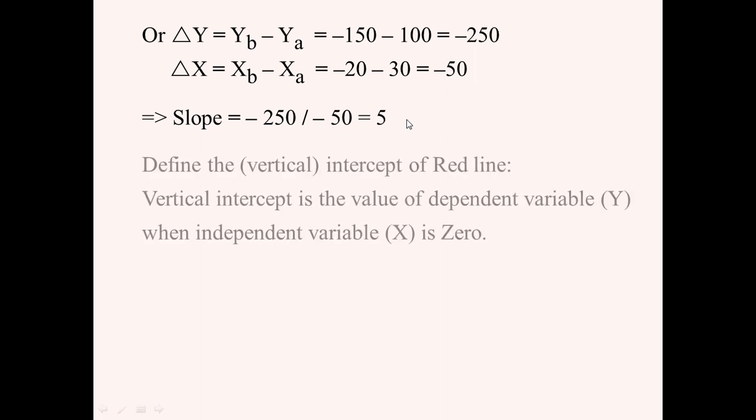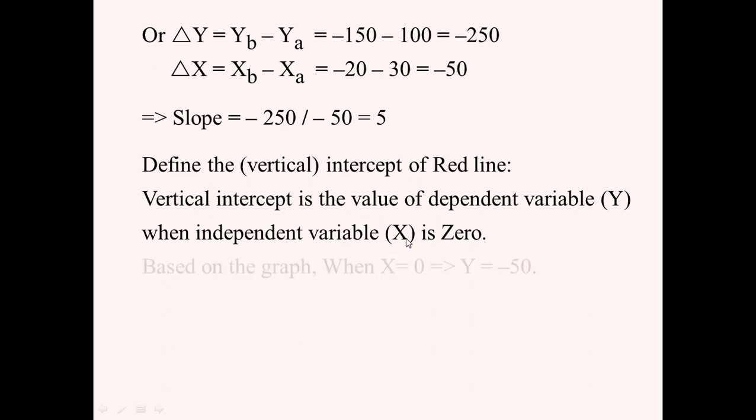Now the intercept. Define the vertical intercept of the red line. The vertical intercept is the value of the dependent variable y when the independent variable x is equal to 0. That means in order to find the vertical intercept point, you need to set x equal to 0 on the line. When x is equal to 0, this point gives the vertical intercept.